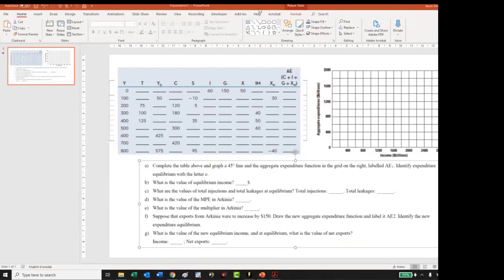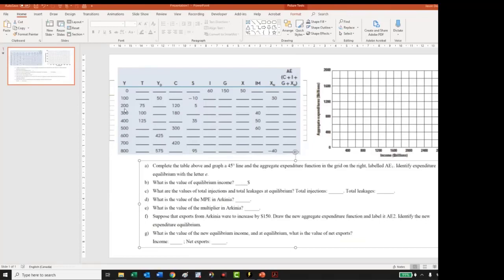Okay, I'm back. So in this question, we're given a table here. It's of the full model. And first we're asked to complete the table above and then graph a 45-degree line and the aggregate expenditures function in the grid on the right. And then identify the equilibrium. So how do we go about filling out this table? Well, let's take a look.